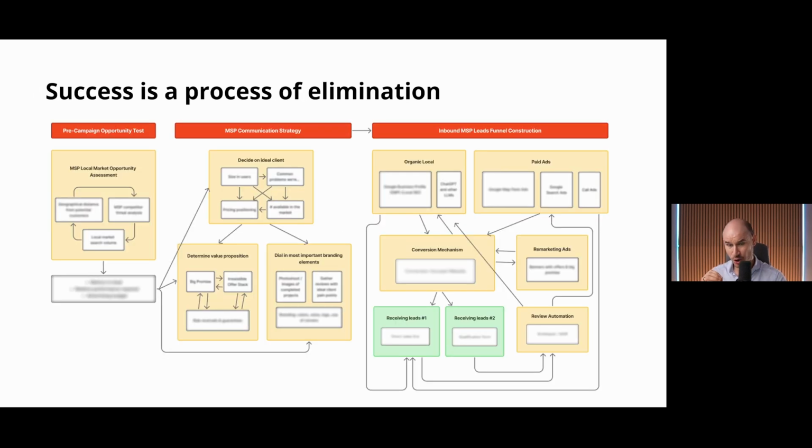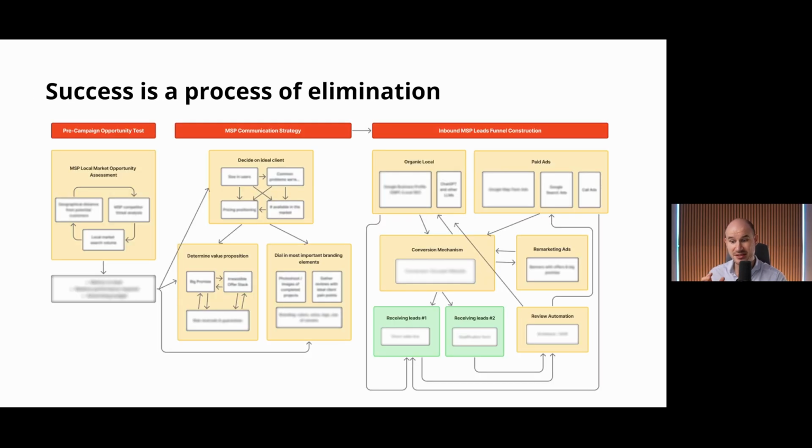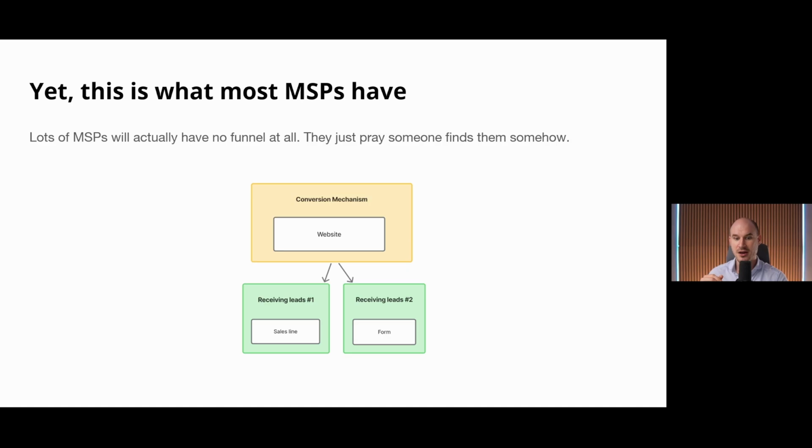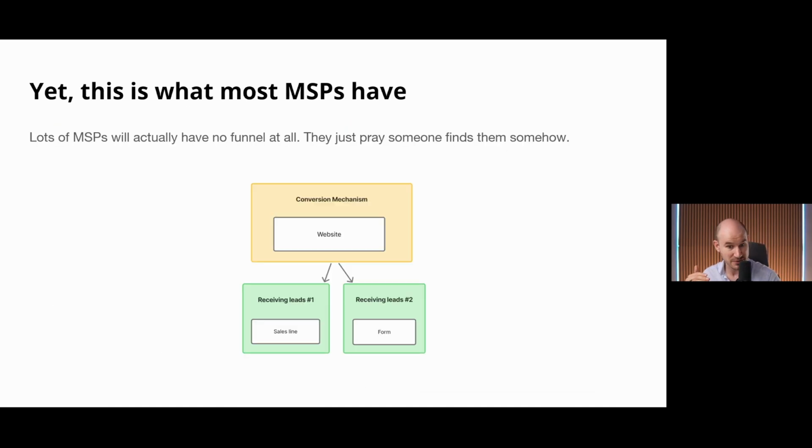Because this is the optimal minimum. And this is what most MSPs have. So if this is the optimal minimum, the leanest thing that you can do to drive lots of MSP leads, pretty much limitless, depending on how high you throw your ad spend, etc., then this clearly is not enough if this is the minimum. But most MSPs have this.